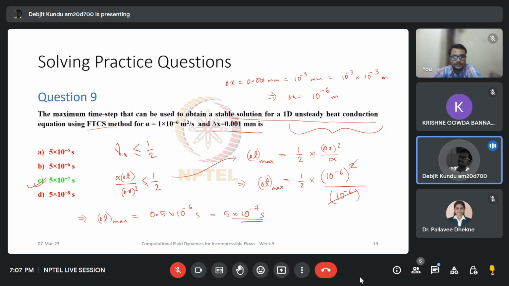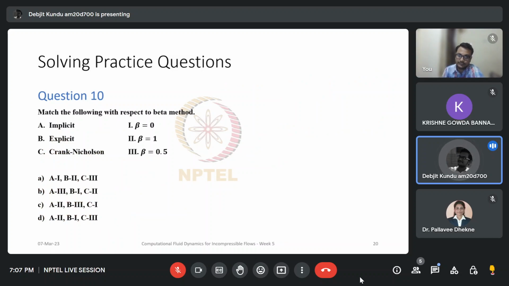Or anything relevant to this? If not, we will move along. We'll move on to the last question of today's session, question number 10, which is asking us to match the following with respect to beta method. Option A is implicit, option B explicit, and option C Crank-Nicholson. And on the right hand column, we have different values of beta. So beta equal to 0, beta equal to 1, and beta equal to 0.5. So corresponding to different values of beta, the actual method becomes implicit, explicit, or Crank-Nicholson.